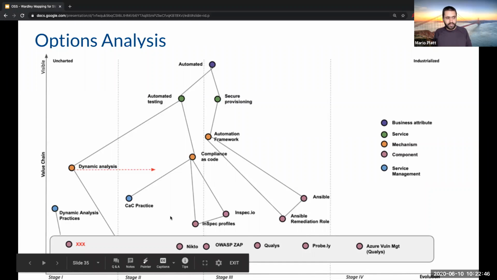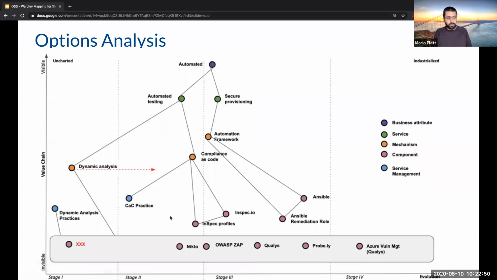Or you can decide you're going to use OWASP ZAP or Nikto as open source products to do that work, right? Or you can decide to develop your own in-house solution to do that, right? But with all of these solutions that you are considering put on a map, then you can have conversations with your peers and with the people in the organization to see what's the best fit for your particular context.